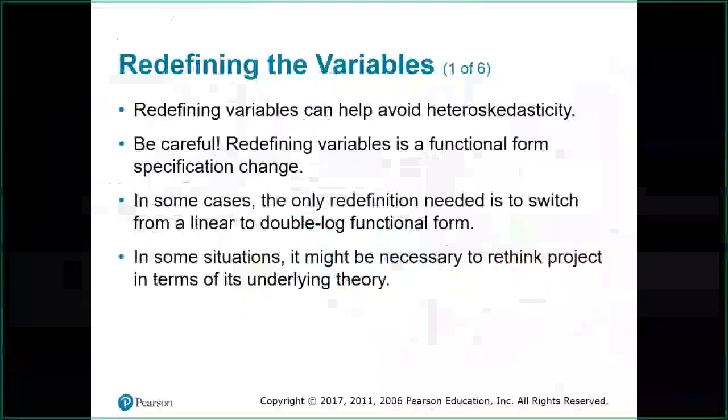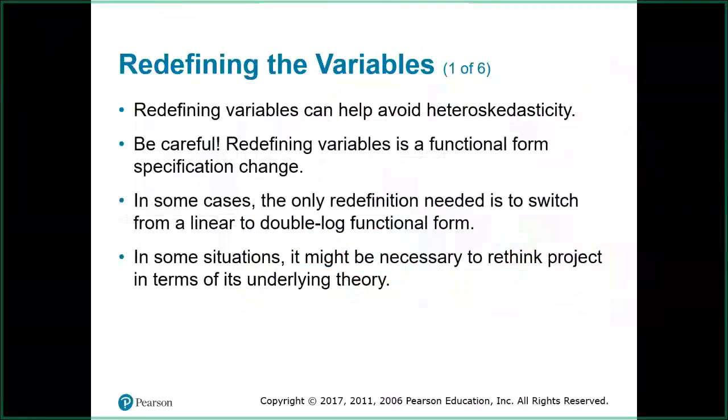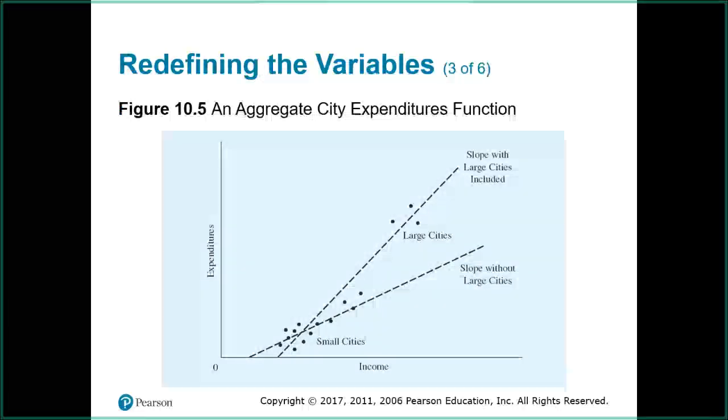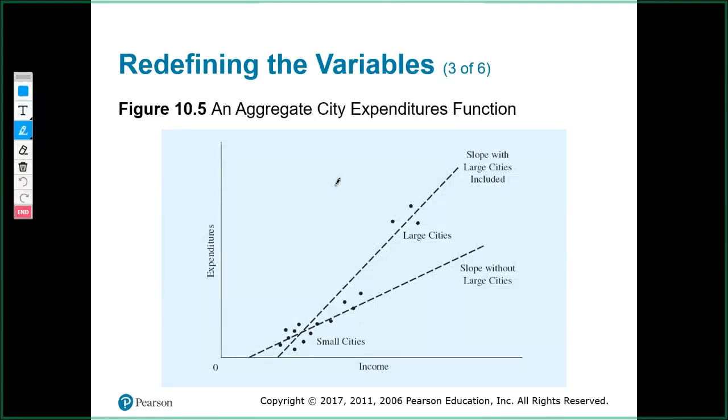All right, so for fixing heteroskedasticity, you can redefine variables. That's kind of fixing your functional form. You can use the robust test. The other thing to think about is sometimes maybe adding an extra variable. This example shows how maybe if you don't have a dummy variable, for example, for large cities in this stylized example, you could be estimating the wrong slope, and thus introducing heteroskedasticity.